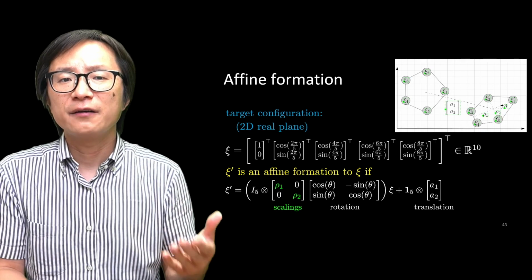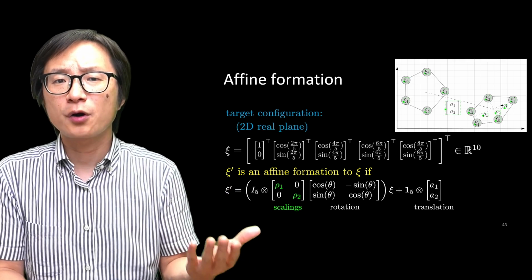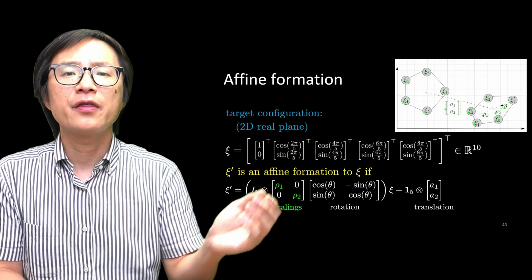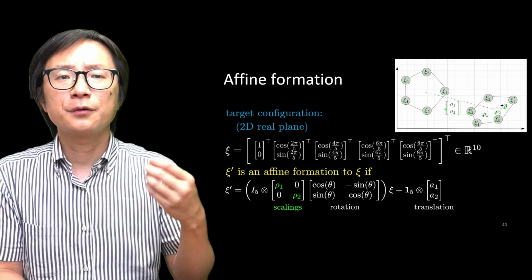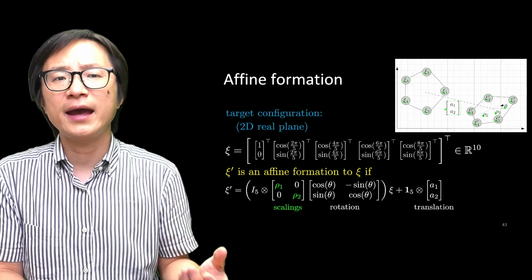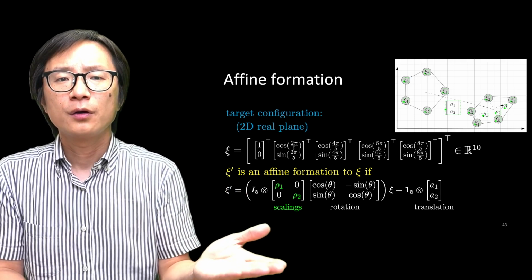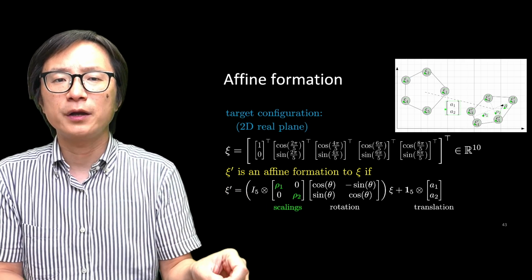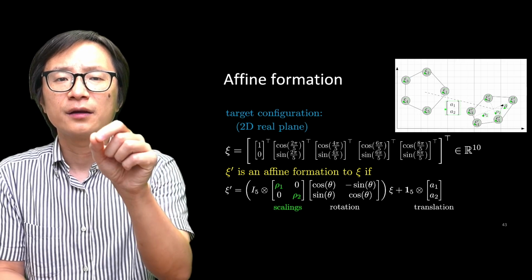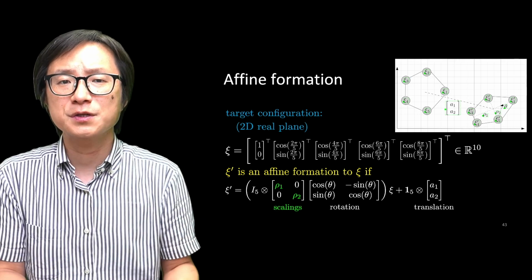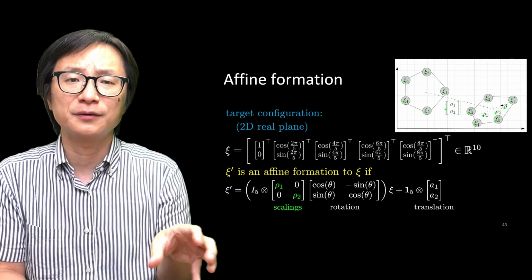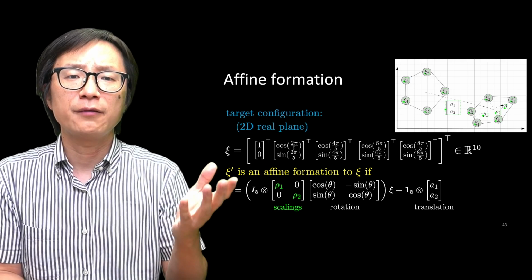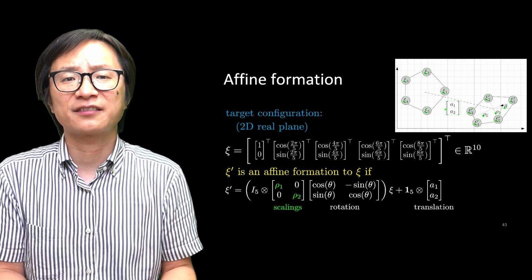Then we can define an affine formation, C prime, which is a formation that can be obtained from the target configuration through, again, a translation and a rotation. But we add this scaling matrix, which is a diagonal matrix, where the diagonal entries contain two different ratios, rho 1 and rho 2, that can be applied separately to two axes. And with this, we can scale the formation differently along different axes.